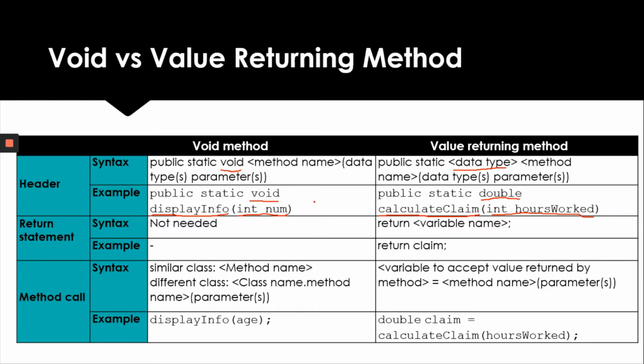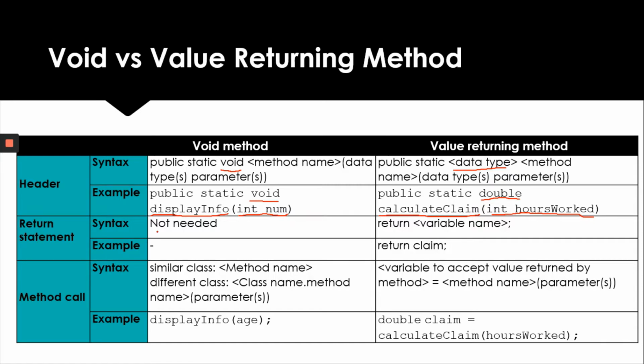Okay, that is the header of your method for the void and value returning method. So you should be able to differentiate between both types of method when you see the header itself. Okay, so next one is about the return statement.